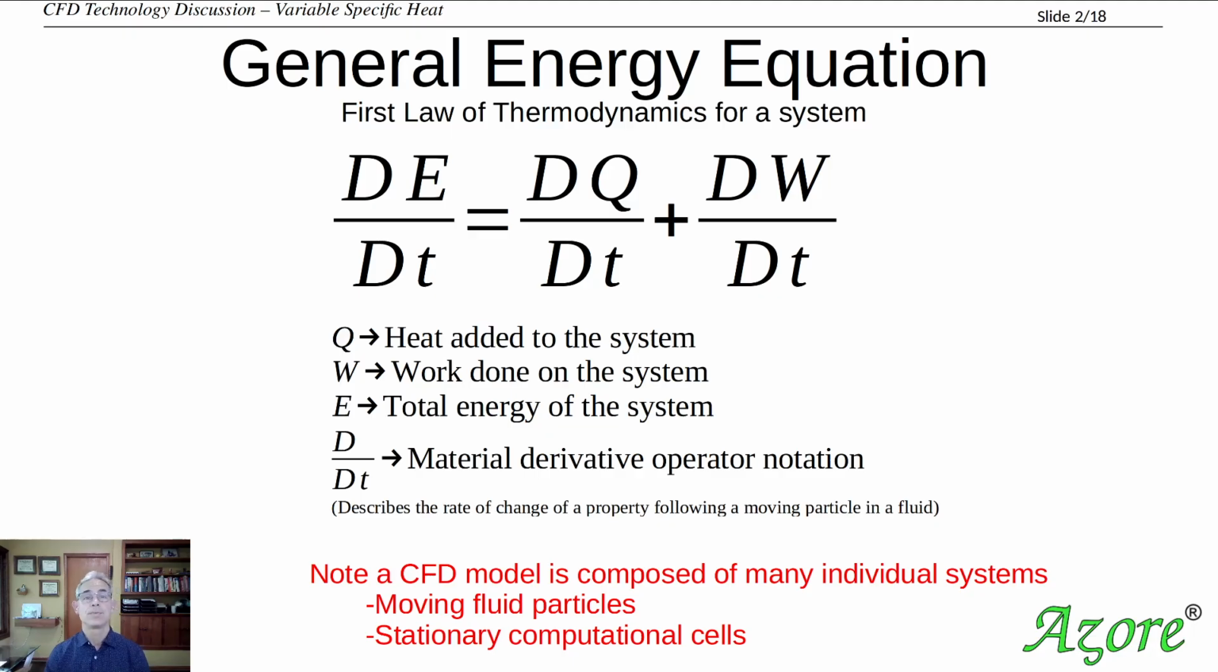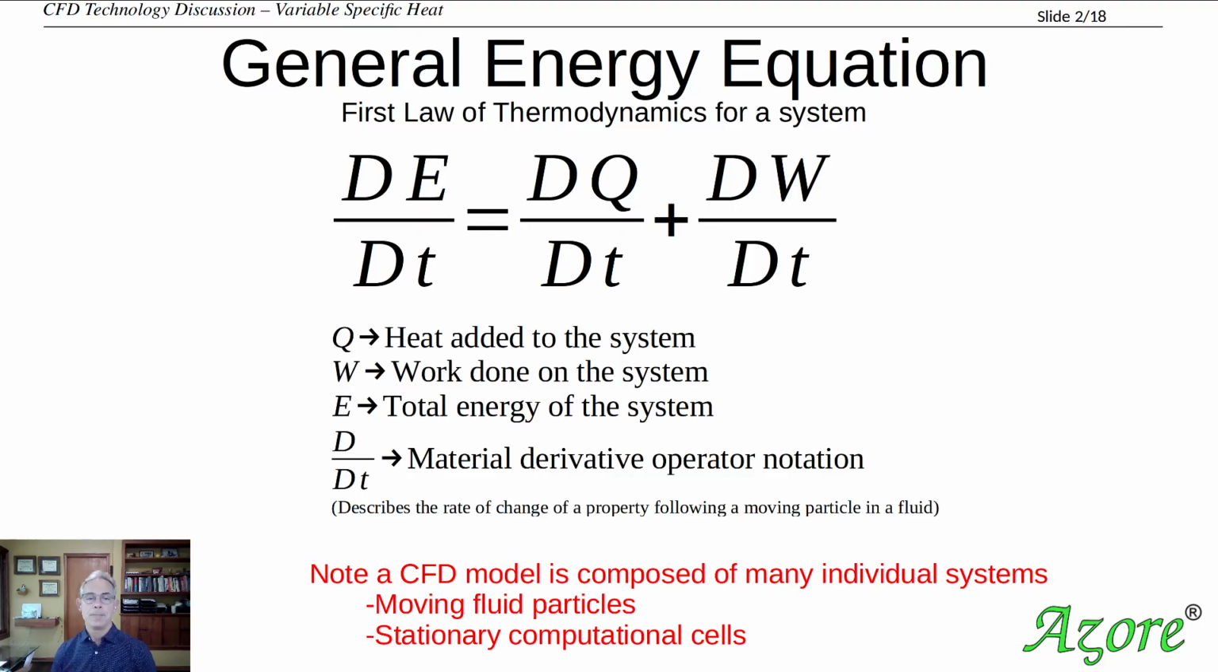To start this discussion, we're first going to start with the general energy equation, where we want to enforce the first law of thermodynamics for a system, where a system is a fluid system. This system has a certain energy level, which is this E value. Q is the amount of energy that is added or taken away from this system, and W represents the work that's done on that system. Since our system is a fluid system, we use a material derivative to look at that system as it changes throughout space and time.